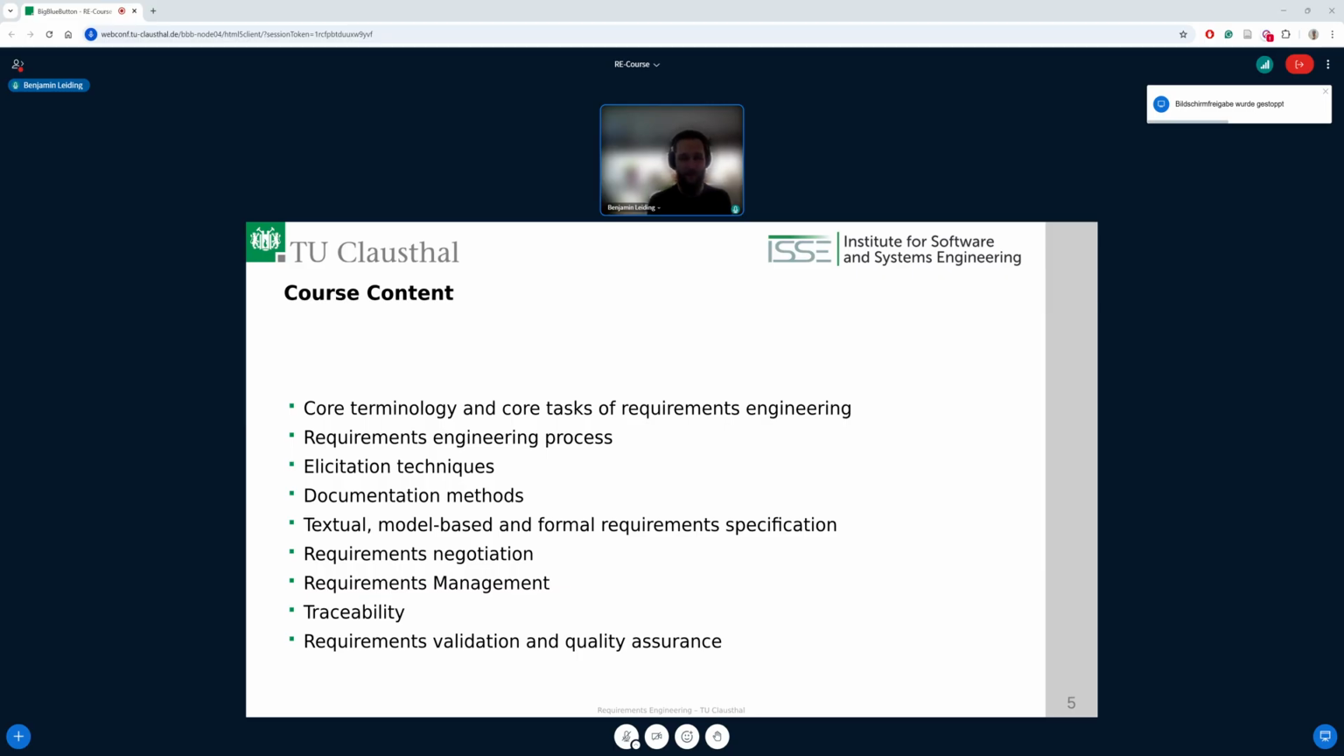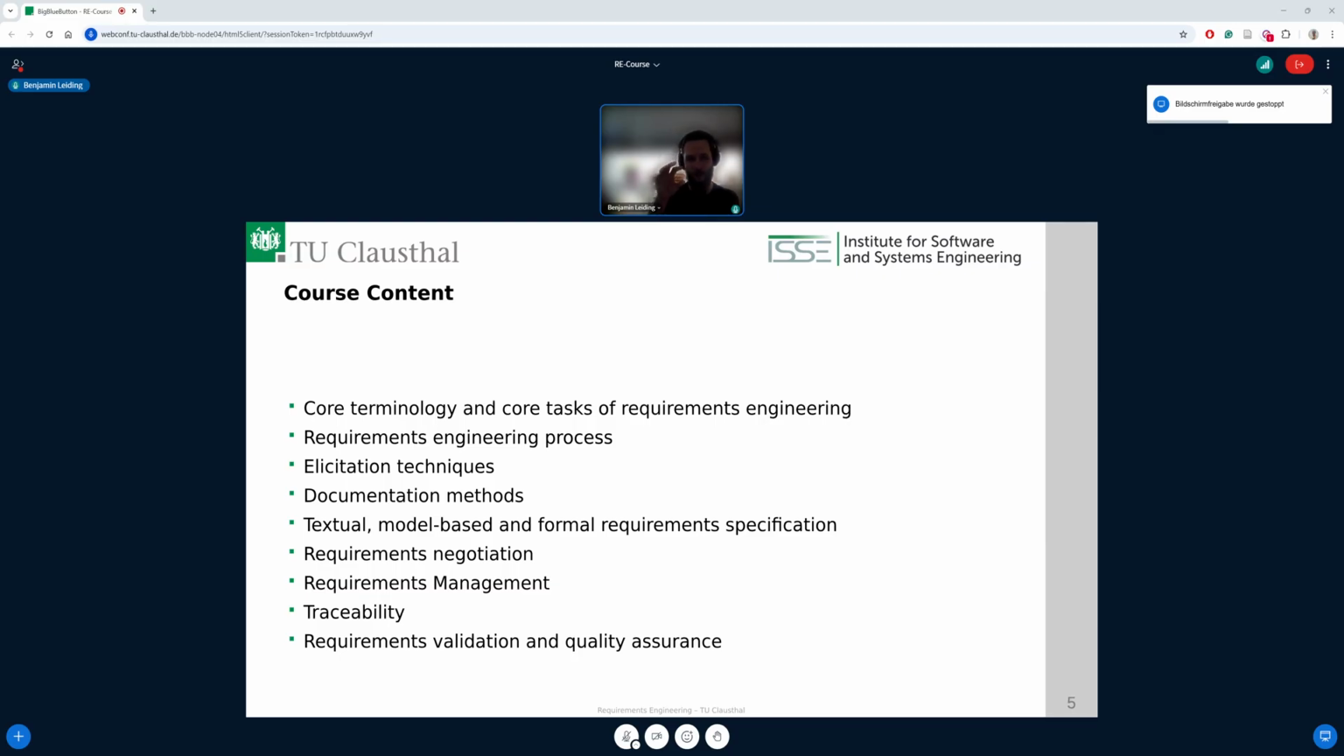Once you have those requirements, then you have to also properly document them. There are also various methods to do that. You can just write them down as a text. You can do model-based or formal requirement specifications. We'll look into those in more detail. Then we look into requirements negotiation, because sometimes you have conflicting requirements that you somehow have to unify. And once you have a huge amount of requirements, you also need to manage them. And then the final two aspects are traceability, where you essentially concern yourself with questions like, where did this requirement come from? Like, what is the origin?